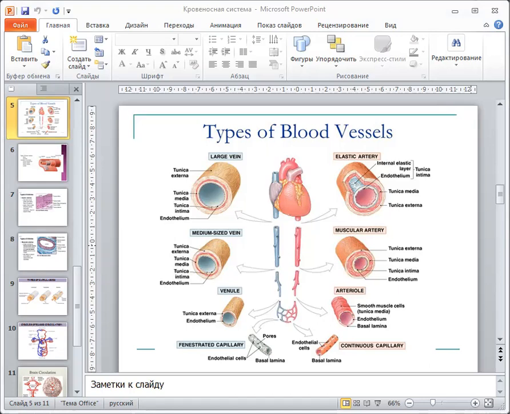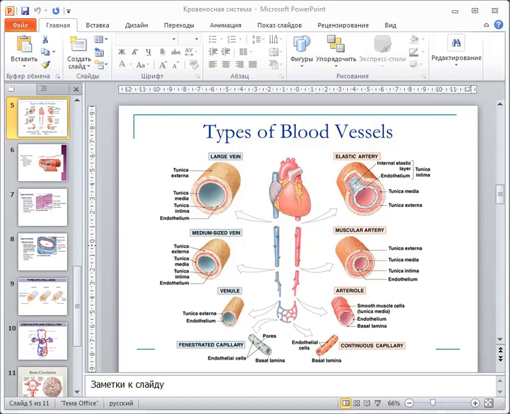Capillary lumens in the liver, intestinal secretion glands, and hematopoietic organs are very wide, about 12 to 13 micrometers and more. These capillaries are called sinusoidal capillaries, or sinusoids.